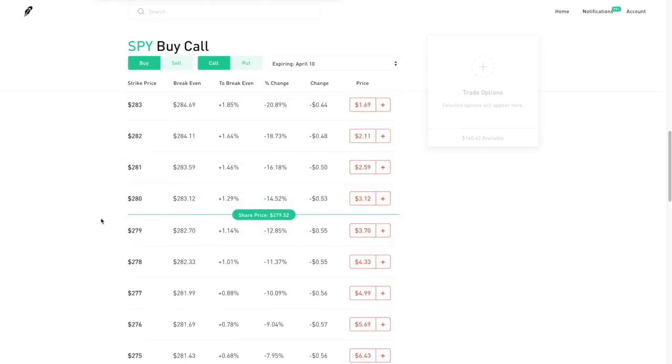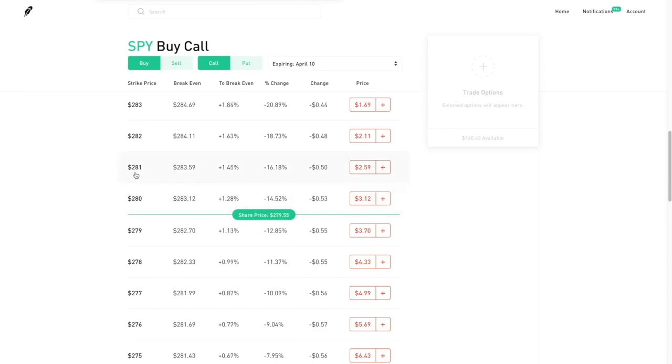Most brokerage accounts will give you a line in which it will define the in the money versus out of the money options. This option contract right here is trading out of the money because it is at 280, or this would be considered almost at the money.